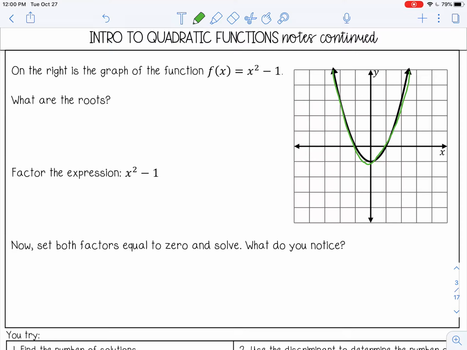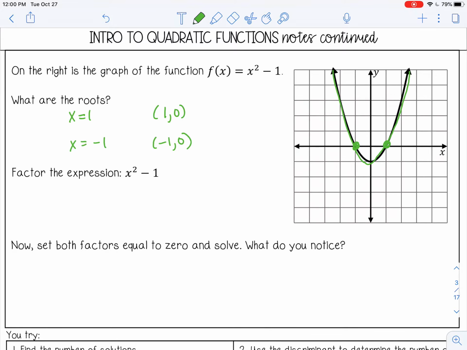But let's talk specifically about the roots. So remember, roots are solutions or x-intercepts or zeros. It's where the function crosses the x-axis. Okay, so this one actually has 2. It crosses twice. It crosses at x equals 1 and x equals negative 1. Or you can write them as ordered pairs. So 1, 0, negative 1, 0. Same thing because this is the x coordinate.